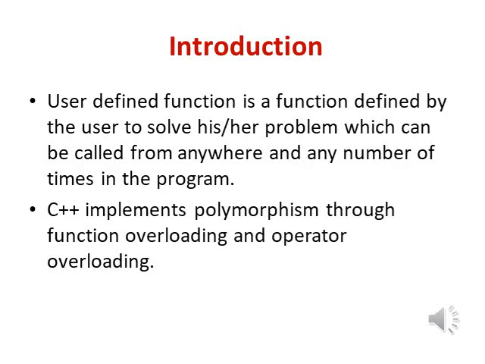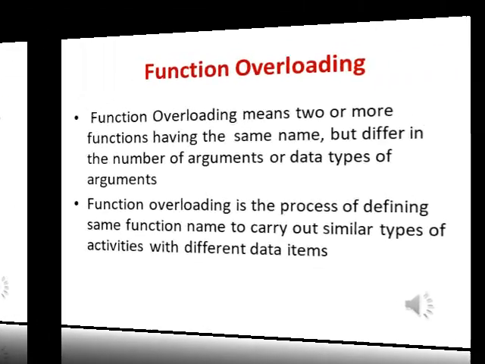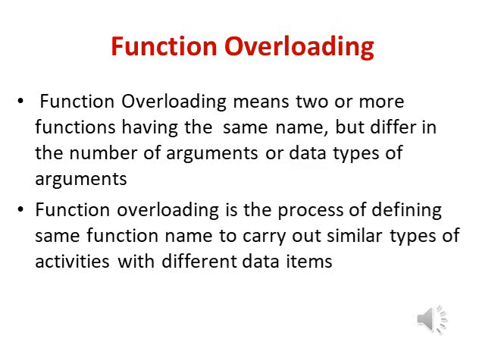In C++, we have the property of polymorphism, and this can be achieved using the concept of function overloading and operator overloading. We shall see what are the details of this function overloading. Function overloading means two or more functions having the same name but differ in the number of arguments or the data type of arguments. That means it is the process of defining the same function to carry out similar types of activities but with different data items, either the number of data items or the type of data items.